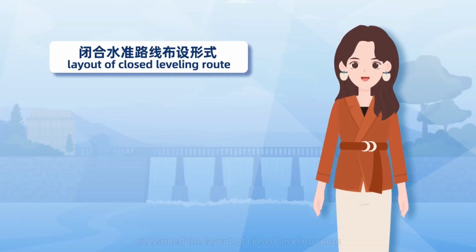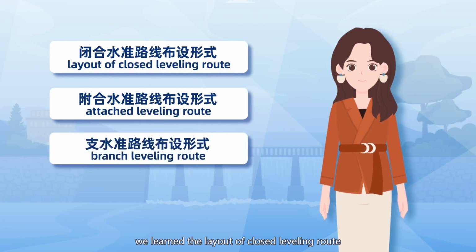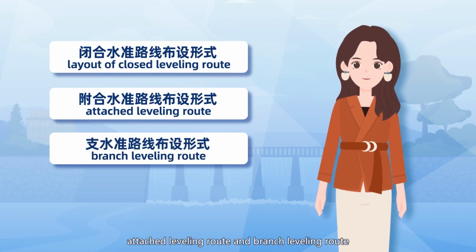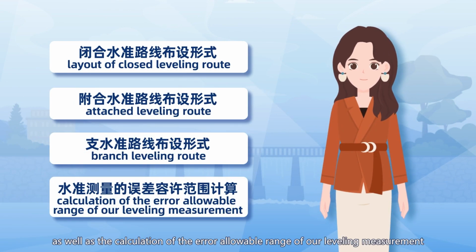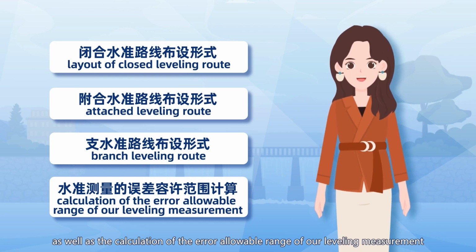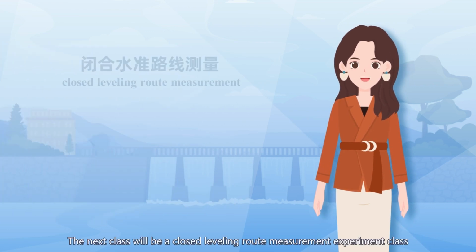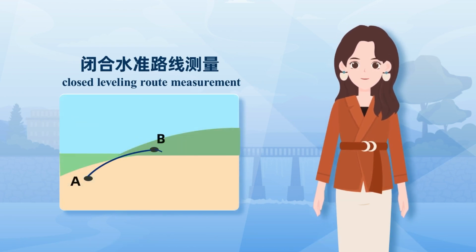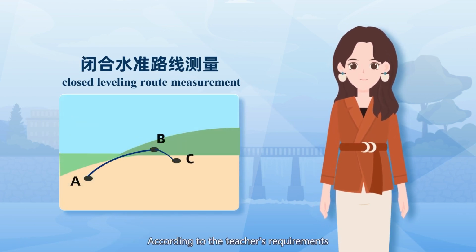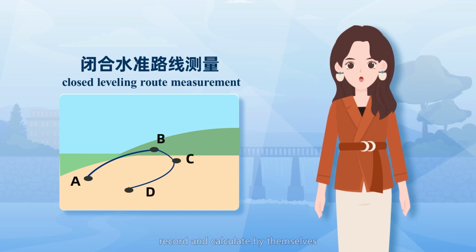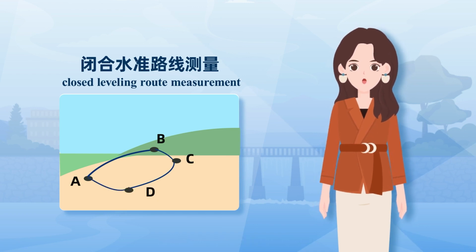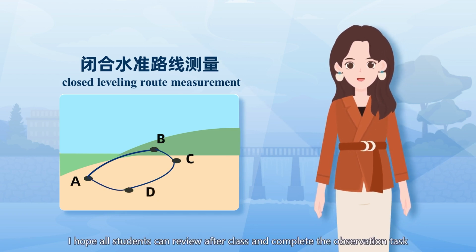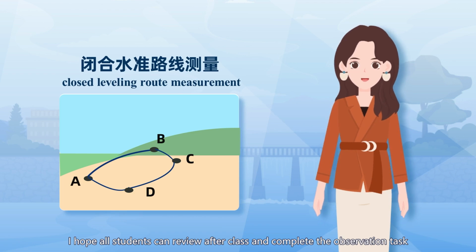In this class, we learned the layout of the closed leveling route, attached leveling route and branch leveling route, as well as the calculation of the allowable error range of leveling measurement. The next class will be a closed leveling route measurement experiment class. According to the teacher's requirements, all students should observe, record and calculate by themselves. I hope all students can review after class and complete the observation task.